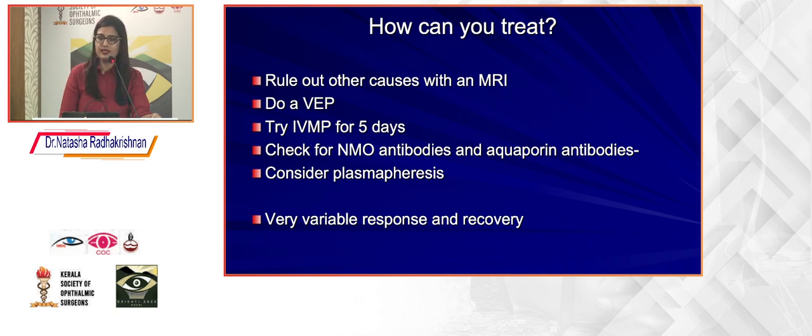So that is something that you can request your neurologist to do. Can you check for the optic neuritis antibodies, and if it is positive, try some immunotherapy. But it's a very variable response and recovery. Like Dr. Papa said, up to 1 year you can have recovery. You can have patients who don't recover at all, and they just have to accept it.